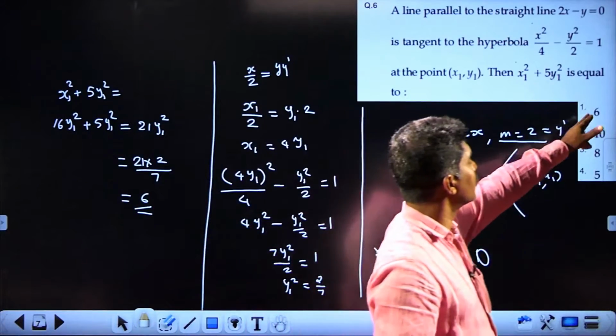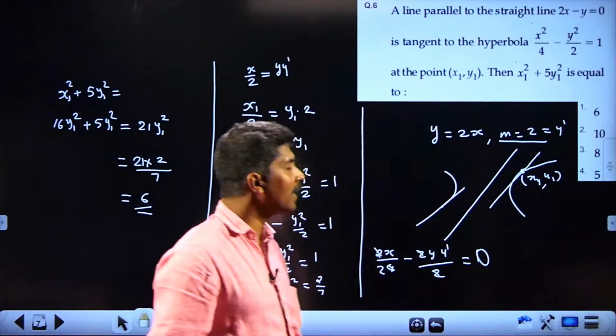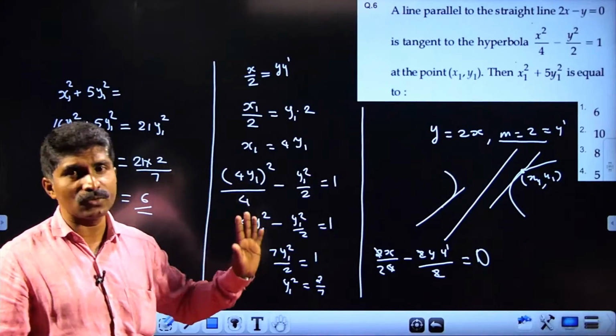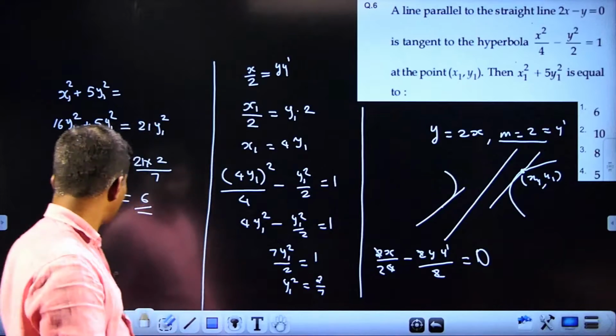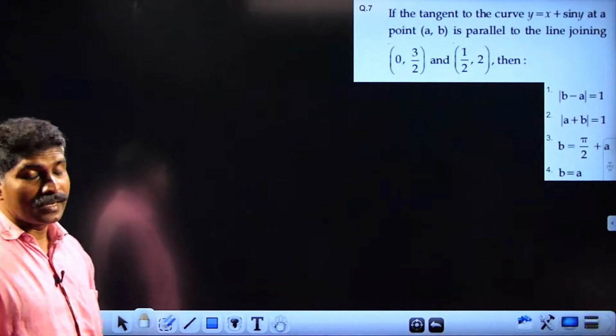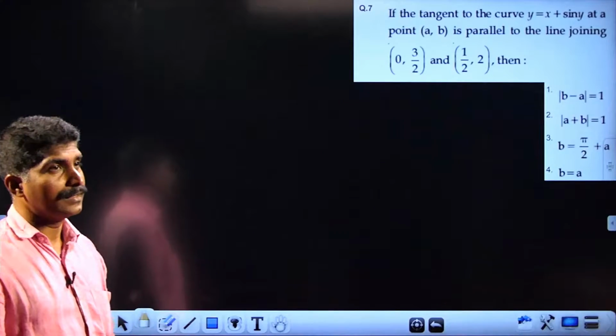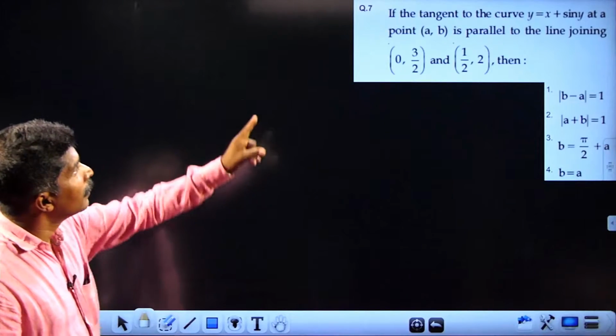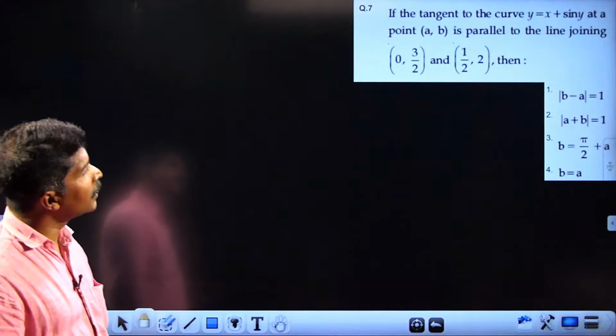So it is 6. Okay. Similar type of problems are there in NCERT, but you have to do regular practice on this kind of problems. That is all. This is a little bit lengthy but not difficult. But in entrance examinations, lengthy questions are difficult. Okay. Question number 7. Again a tangent problem.